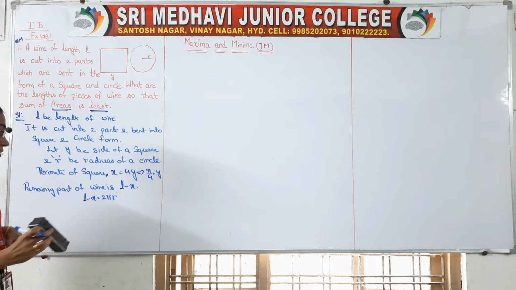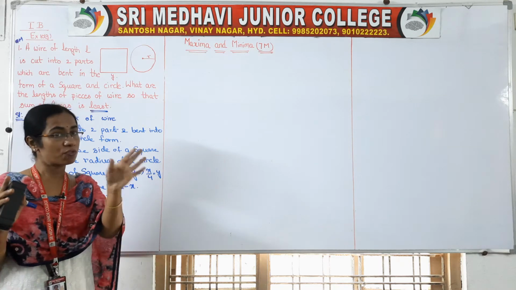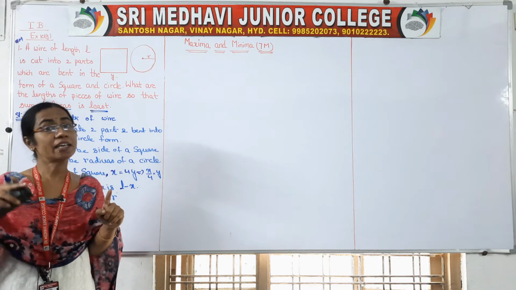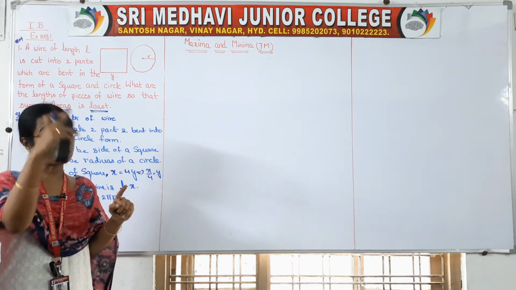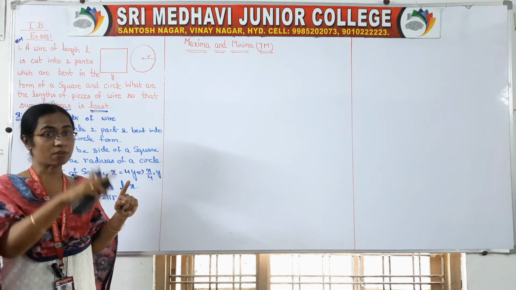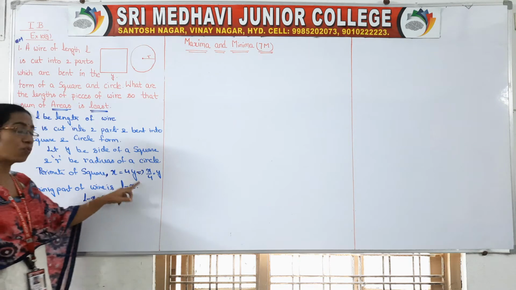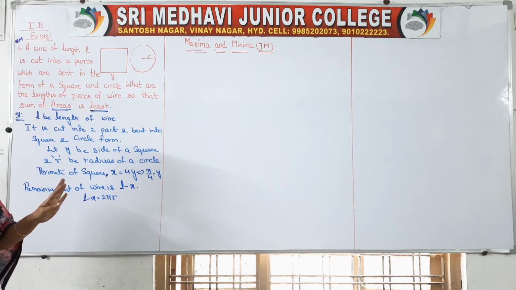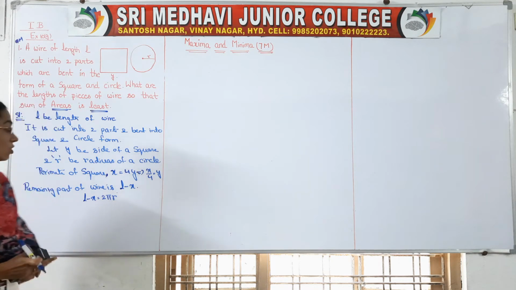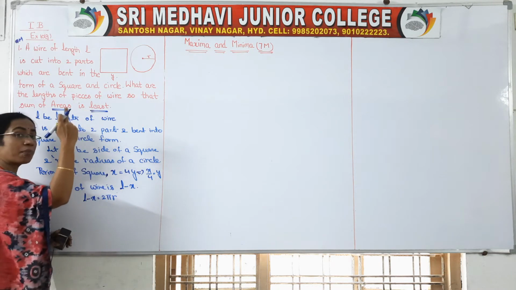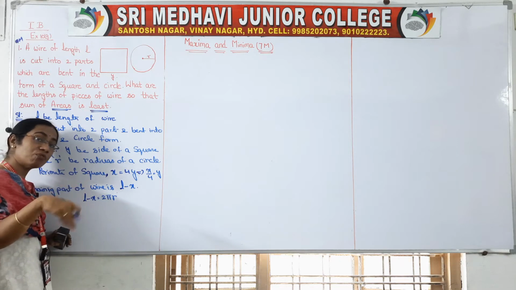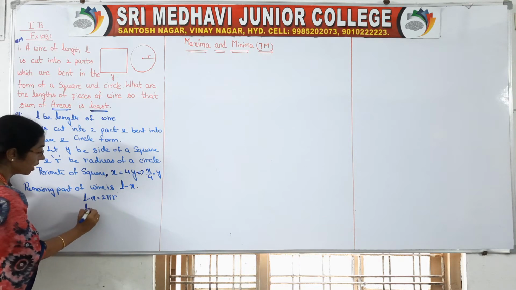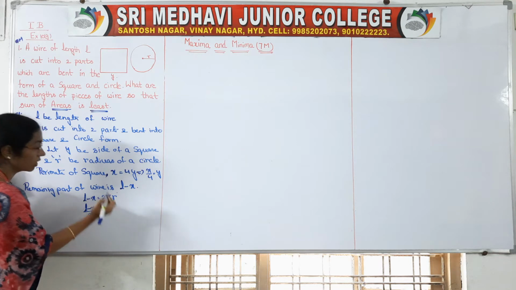Be clear. I have taken in that L length two parts, the first part length as x, and I bent that x as a square of side y. So totally if we want to measure the length, that x is nothing but y plus y plus y plus y, that is 4y. So x by 4 is equal to y. Next, the remaining wire. Total is L, in that x is taken, remaining means L minus x. With that L minus x wire I made a circle. What is the outer circle? Circumference of the circle, that is 2 pi r. So L minus x is equal to 2 pi r. So (L minus x) by 2 pi is equal to r.